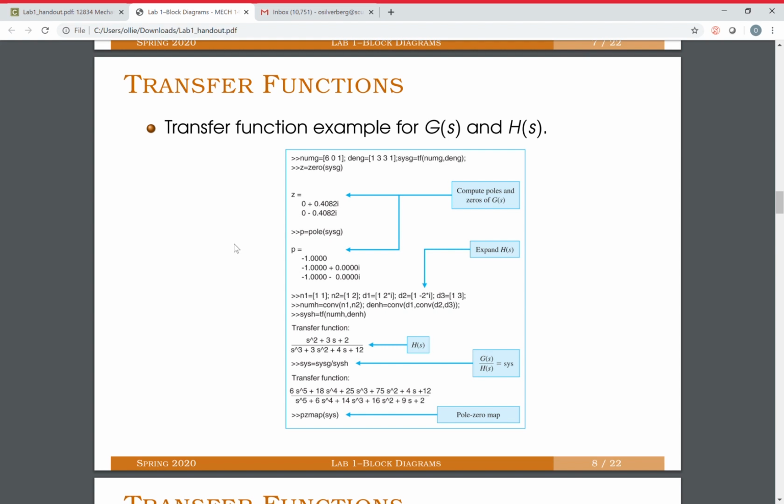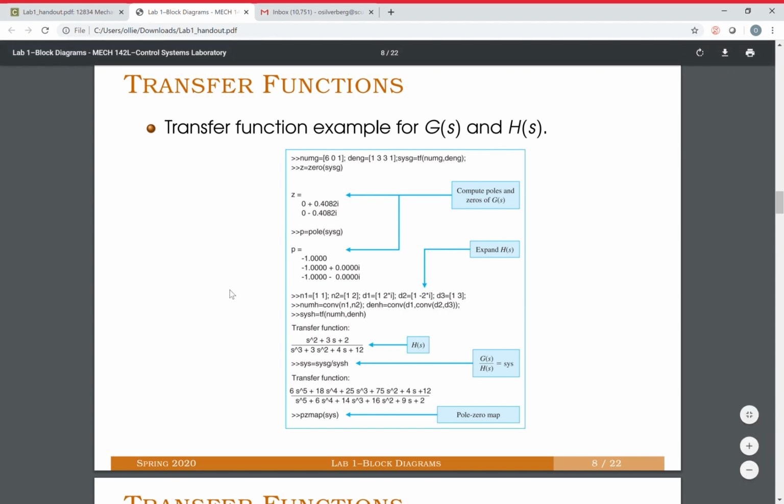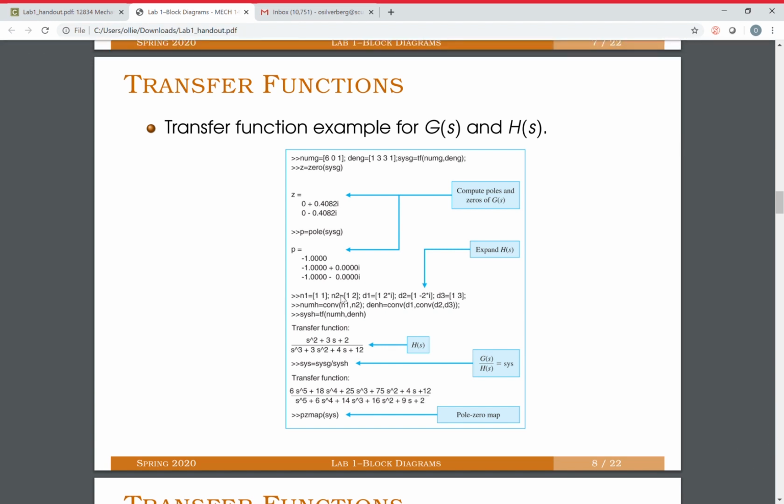Okay, so now let's move on to H of s, which is going to be a little bit more involved. It's actually a product of two numerators and a product of three denominators. So like we did earlier in the video, we're going to multiply, right? So we need the conv function. So H of s is actually these numerators multiplied together divided by these denominators multiplied together. So we'll multiply them with conv, so n1 and n2, right? That gives us our numerator, and the denominator is going to be conv d2 and d3, and then we're going to conv that with d1.